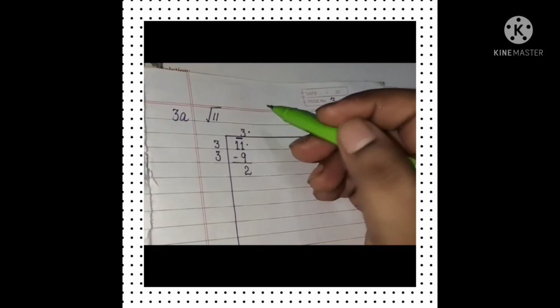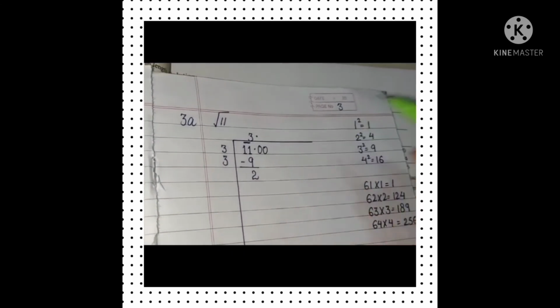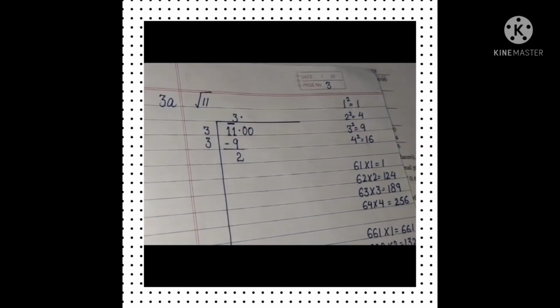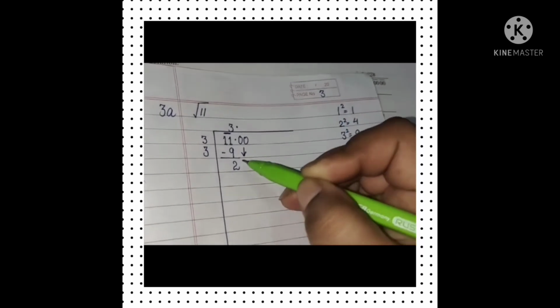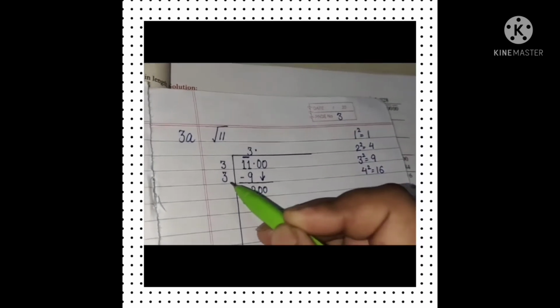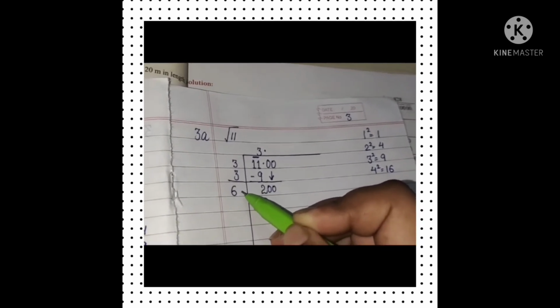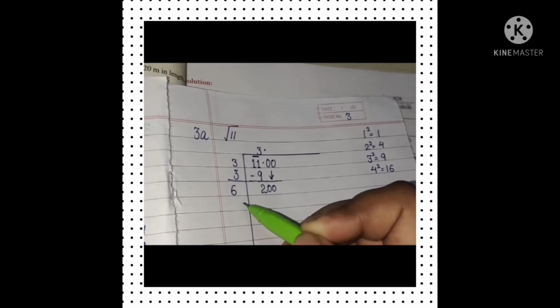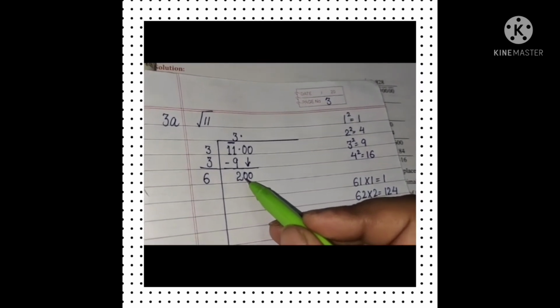But this is a question of square root. So dear students, we will increase the zeros in pairs, not a single 0. Remember this thing, we have to increase zeros in pairs. Now copy this pair for the next step and it becomes 200. Now 3 plus 3 becomes 6. Now put the next digit with 6 so that on multiplying it with that digit, it gives either less than 200 or more than 200.